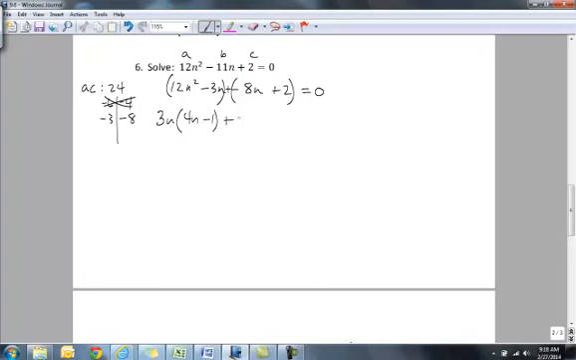Now in the second grouping, again, I want the leftovers to match, so I'm going to be really careful about this. I see with the 8 and the 2, the common factor is 2. I need to factor out a negative 2 to make the leftovers match. I was one step ahead of myself.